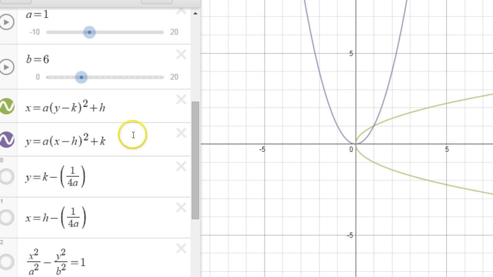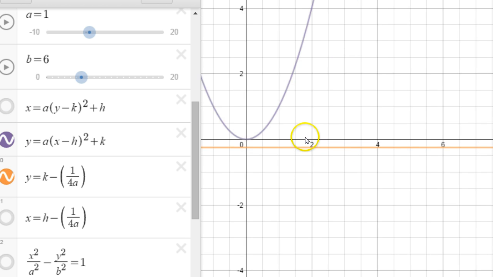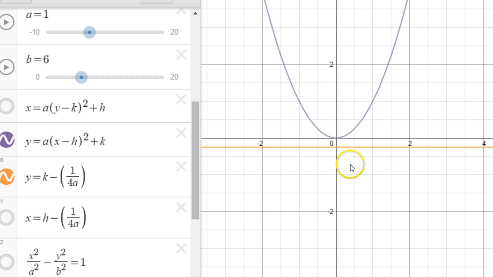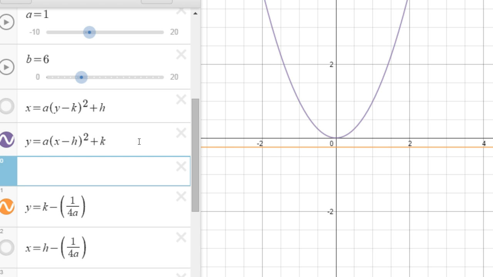Here's an example of both of them. This one is the horizontal parabola, and as you can see, A is right there. And here's an example of the vertical parabola. Now I'm also going to graph another line at the same time, and this is actually going to be the directrix. And you can also graph the point of the focus. For example, the focus would be 1 over 4a. So we would enter it and then just graph the point.